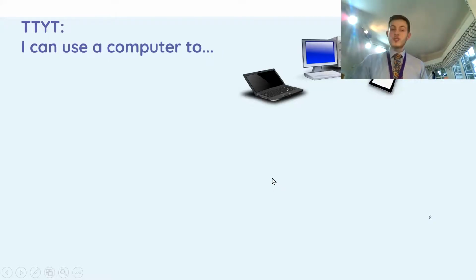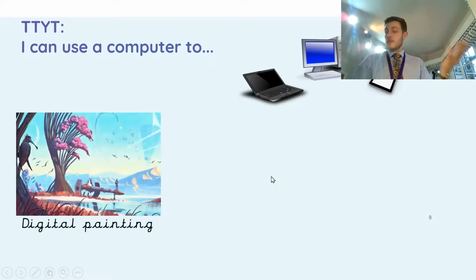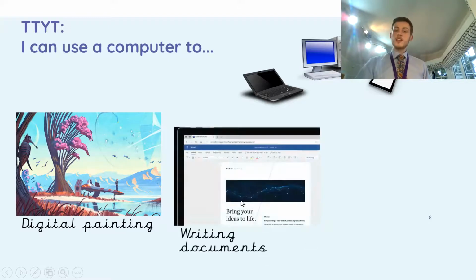So I can use a computer to do some digital painting. We've made our own artwork before using a computer. You could do some drawing or some colouring with it. So that's one thing you could do. Another thing you can do with it is writing documents, like using a Word document or the PowerPoint that we've used. That's another thing you can use it for.